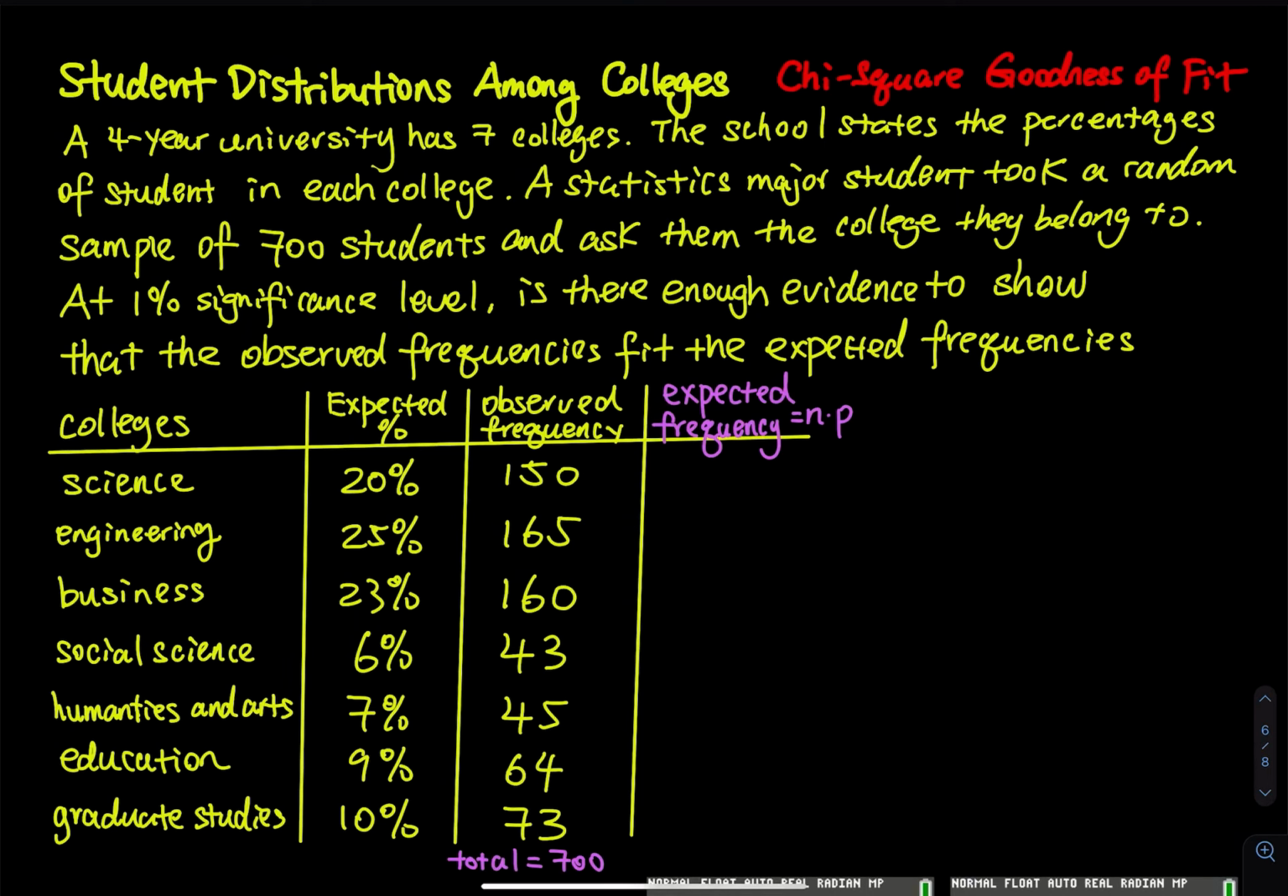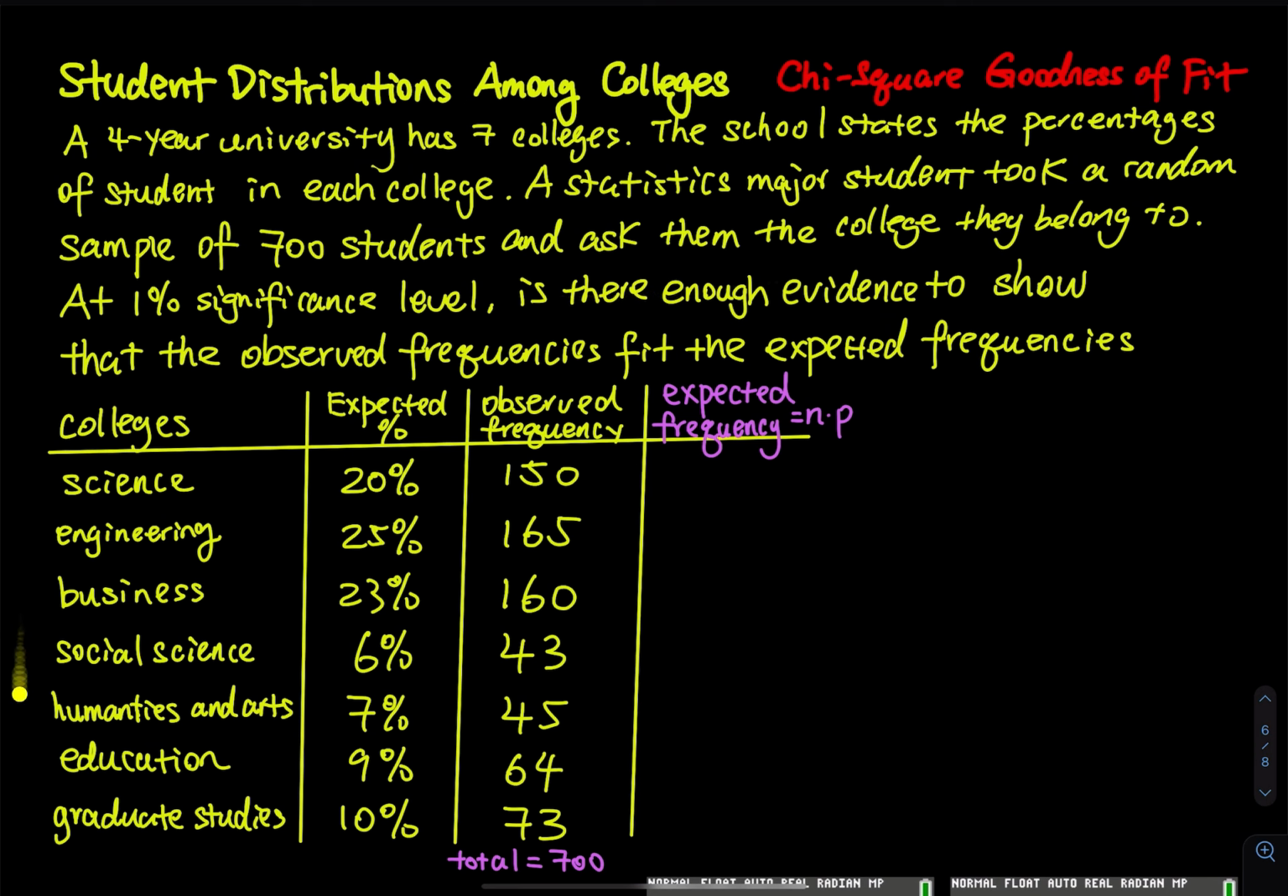Student distribution among colleges. A four-year university has 7 colleges. The school states the percentage of students in each college. A stats major student took a random sample of 700 students and asked them the college they belong to. At 1% alpha, is there enough evidence to show that the observed frequency fits the expected frequency?